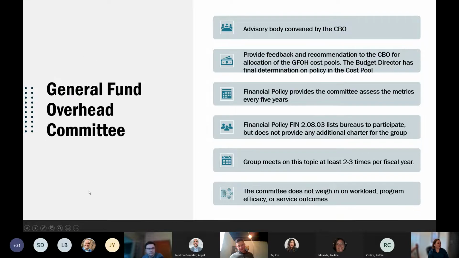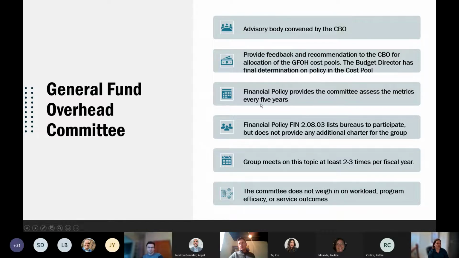So the General Fund Overhead Committee, each of these lines, again, is taken from the city financial policy on the overhead committee. It's an advisory body convened by the CBO. They provide feedback and recommendations to the budget office for the allocation of general fund overhead cost pools. The budget director has a final determination on the policy of the cost pool.